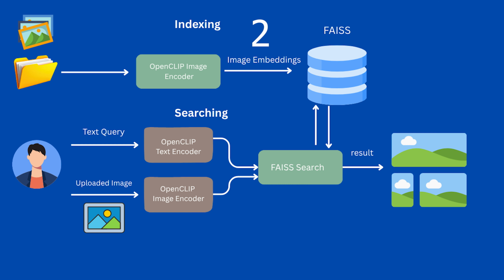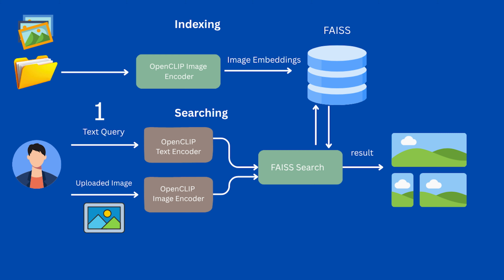Once these embeddings are generated, they are stored inside a FAISS vector index. At the same time, we save the corresponding image path. This allows us to map search results back to the original images later. After the indexing process is complete, the system is ready for searching. Now there are two ways users can search. The first option is text search.